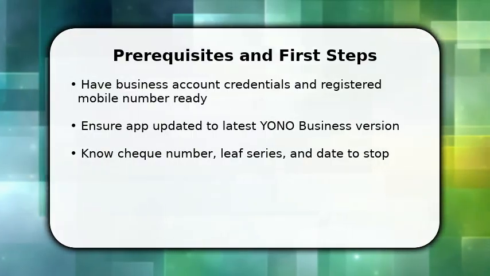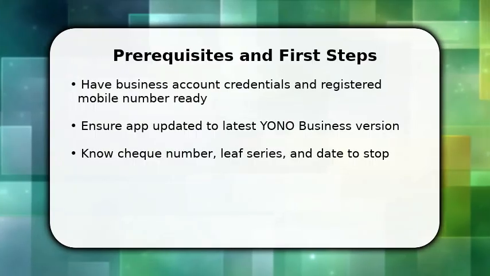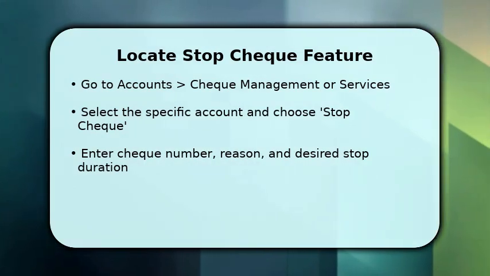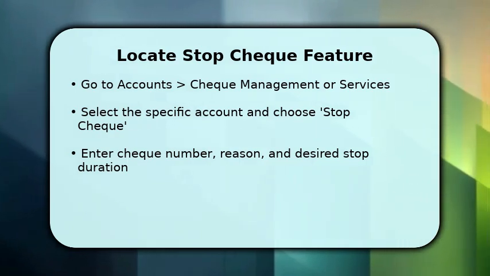You must act promptly because stopping a check prevents settlement. This early step reduces risk of accidental clearance. You now find the Stop Check workflow. Go to Accounts, then Check Management or Services. Select the correct account, then tap Stop Check to open the form.